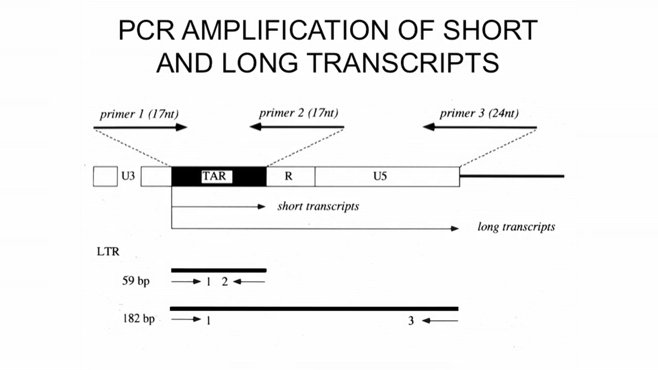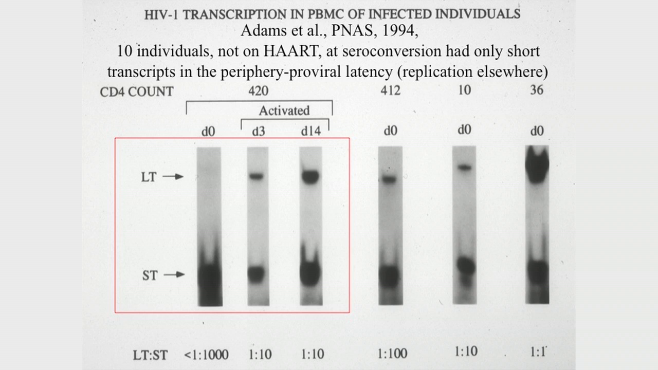So, okay. Together with a number of laboratories, we were able to then show that this is true for HIV-infected people. And we used an RNA PCR strategy, in which we used primer pair 1, primer pair 2 to amplify short transcripts, primer pair 1, primer pair 3 to amplify long transcripts. And lo and behold, when we started to look at patients, at seroconversion in the peripheral blood, everybody had short transcripts, but nobody had long transcripts.